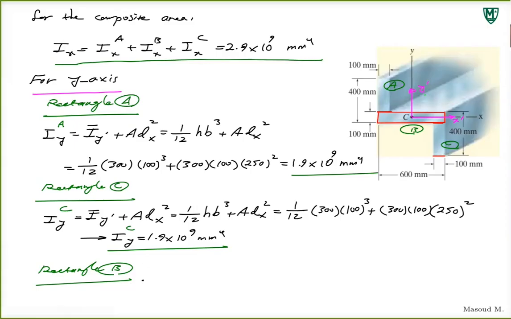So Iy for B is basically I bar y prime. I don't need any parallel axis theorem because these two axes are on top of each other, right? x, y and x prime, y prime are exactly on top of each other. There is no distance, right? You can even try the parallel axis theorem, then your dx would be 0, so nothing there.